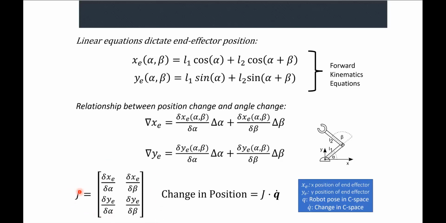So again, if you remember from calculus, the matrix of partial derivatives, right, first derivatives, is called the Jacobian. And so my rows are going to be X and Y, and my columns are going to be taking the derivative with respect to alpha or with respect to beta. Right, so I have every combination of variables here. And if I multiply that by this Q dot, which is just delta alpha or delta beta, then I get the relationship between change in position and change in my robot's configuration space.